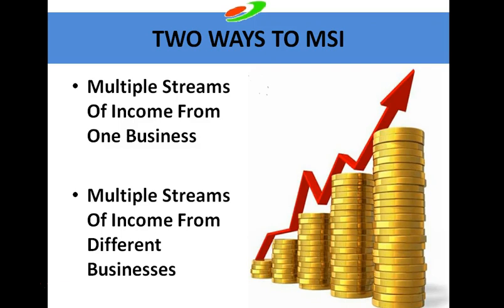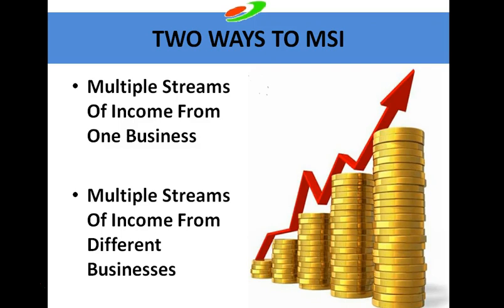Option 1, you can have multiple streams of income from just one business. So from one business that you do, you're able to create multiple streams of income.